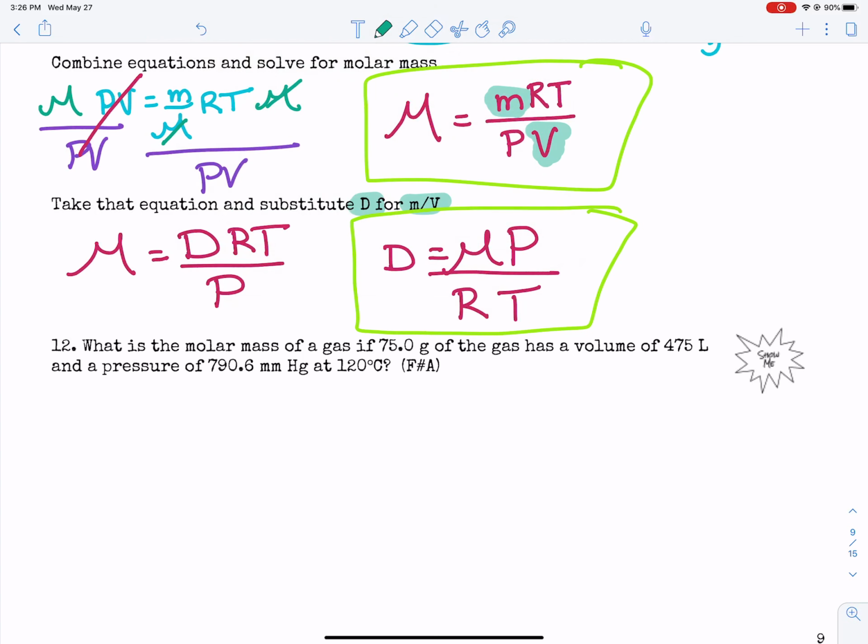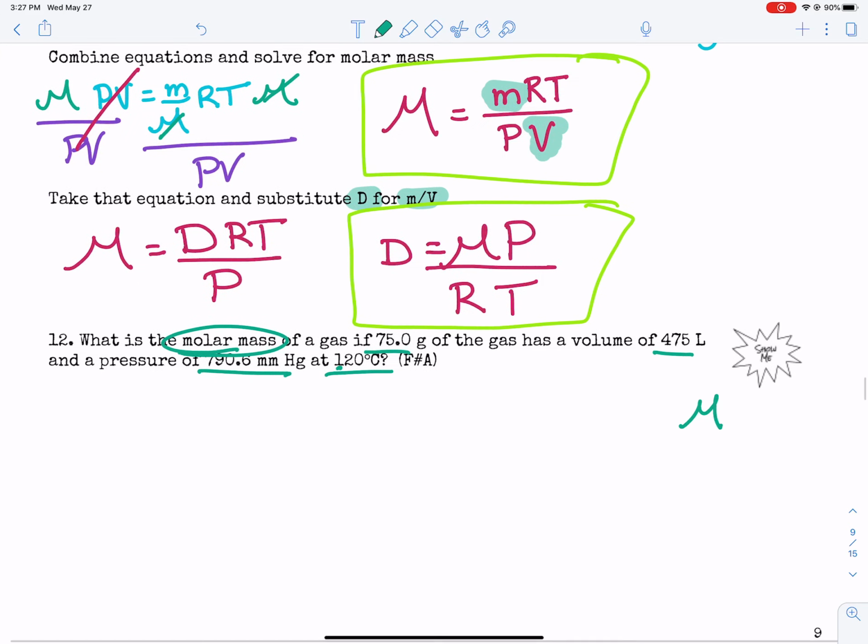So number 12 says, what is the molar mass of a gas if 75.0 grams of the gas has a volume of 475 liters and a pressure of 960.6 millimeters of mercury at 120 degrees Celsius? So the question's asking for molar mass. I could do this one of two ways. Molar mass is mass over the number of moles, grams per mole, right? So I could find M, I could find N, and divide those. Or I could use this formula, molar mass equals MRT over PV.